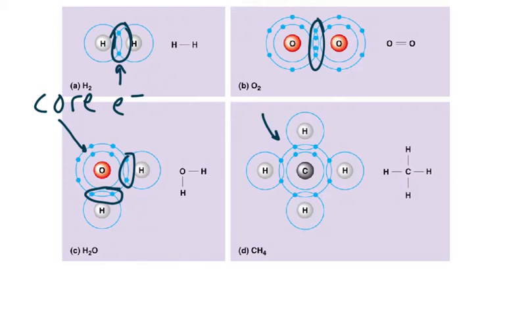It is the valence, or the outermost, electrons that participate in bonding, whether ionic or covalent. And you could see here that there's a sharing between the carbon and the 4 hydrogen atoms. And again, those electrons are in the outer energy level.